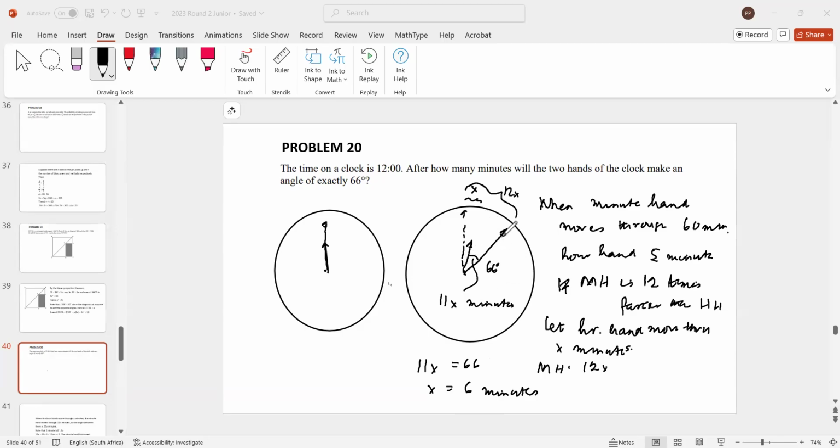But you really need, X is 6 minutes. So the two hands of the clock make, so 12X, that's the distance the minute hand moved. The answer is 12X. Because they say, after how many minutes will the two hands be exactly 60 degrees?